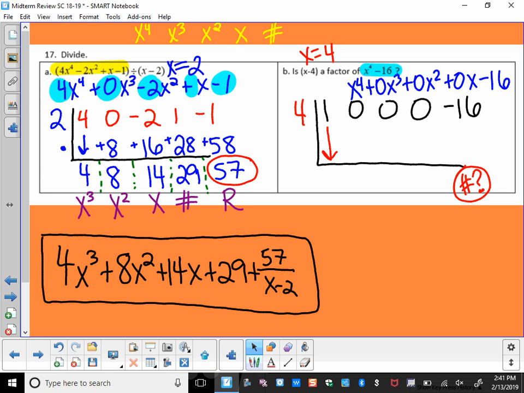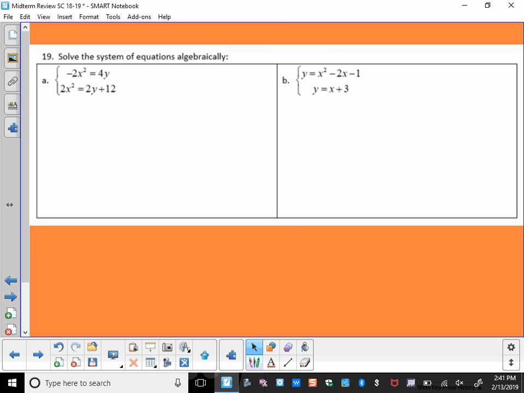You're going to do this problem, and then whatever number you get here, if it's a 0, then it is a factor. If it's not a 0, then it's not a factor. All right, turn to the next page.